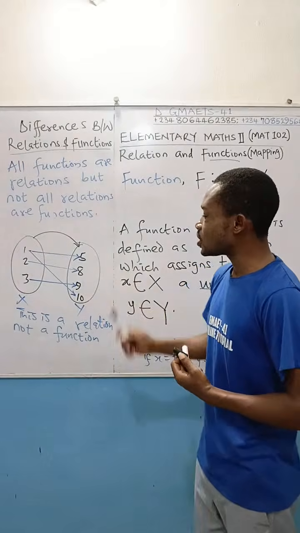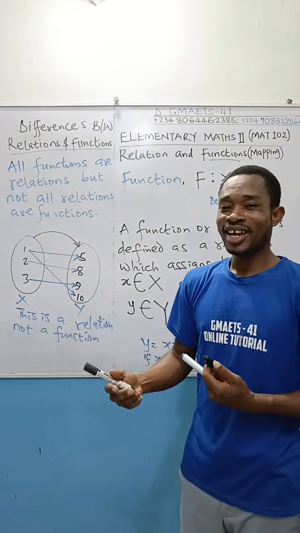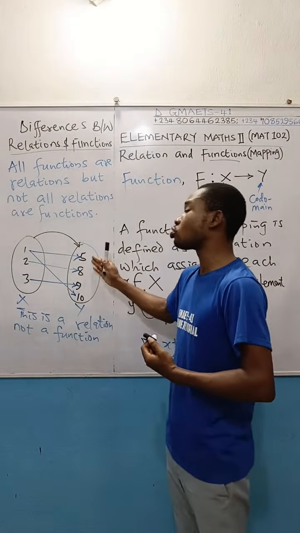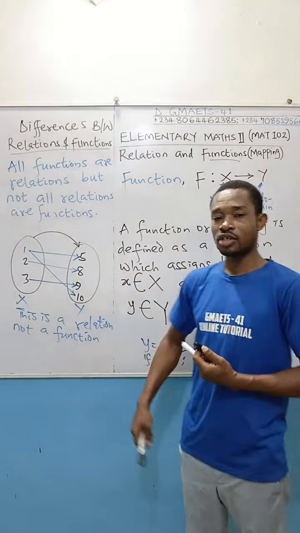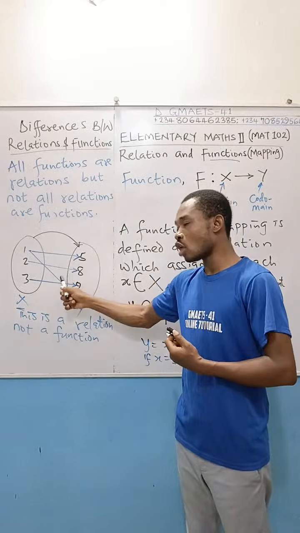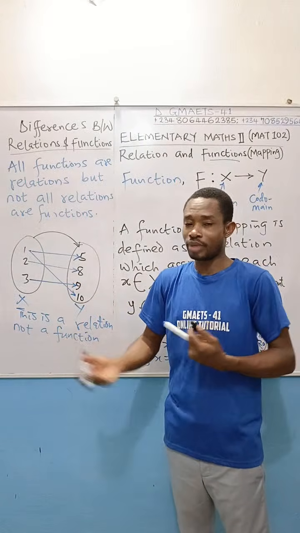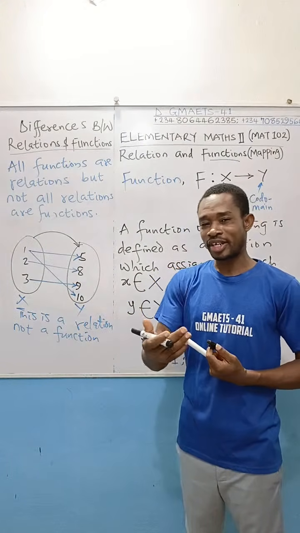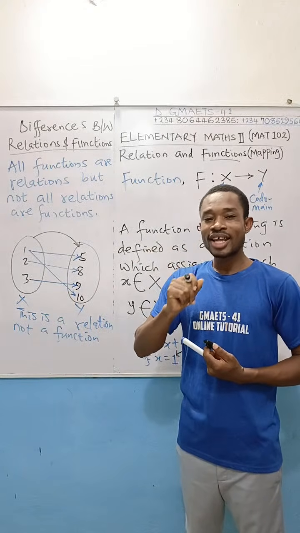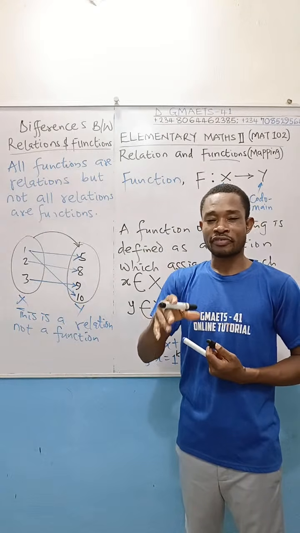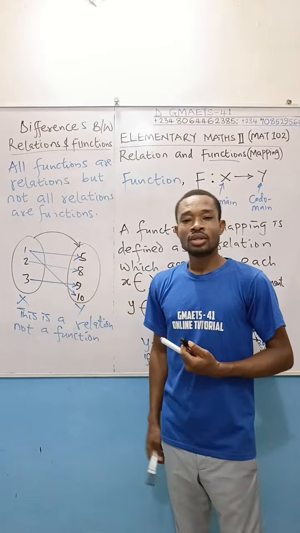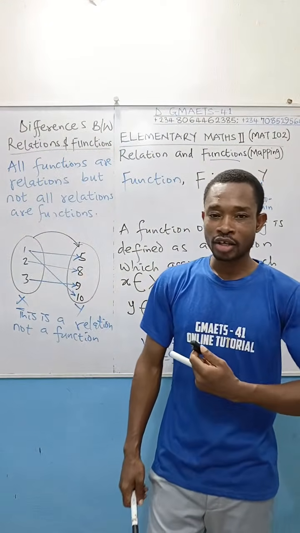So anytime you see a relation, and it happens that one element from the domain is assigned to 2 or more different elements in the codomain, please, that is not a function. It is a relation, but not a function. Because following this layman explanation I gave, this illustration, that occurrence as a function is not possible. A child cannot have 2 different biological parents.